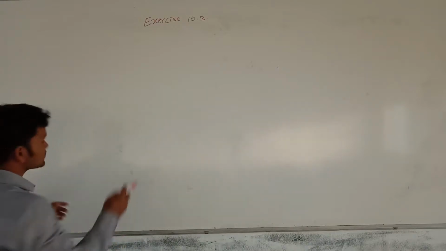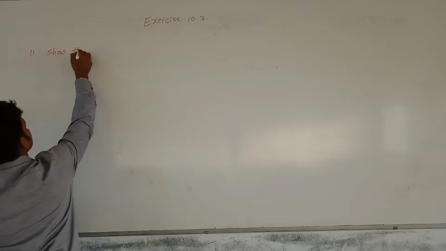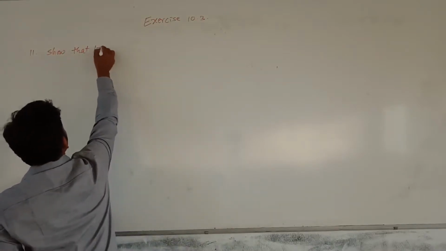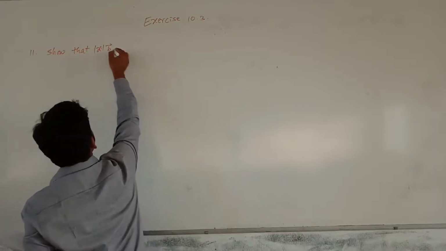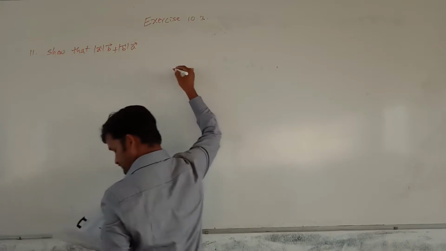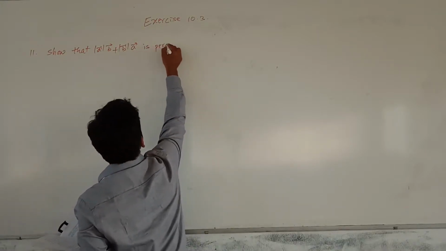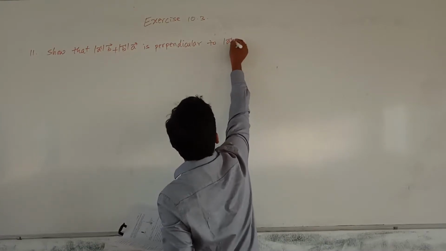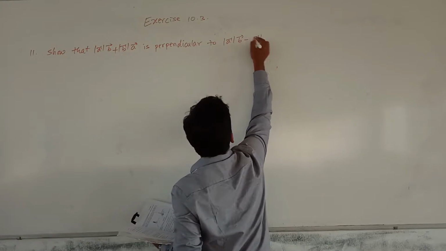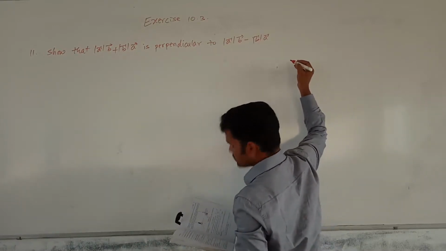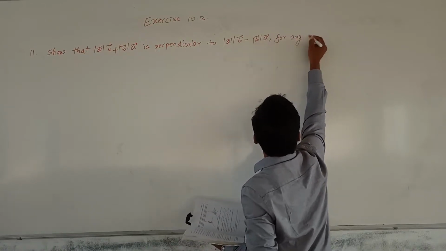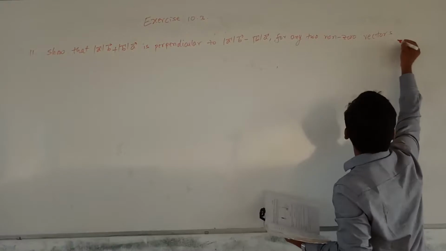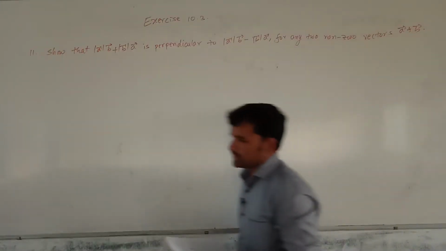Question number 11 is, show that magnitude of vector A into vector B plus magnitude of vector B into vector A is perpendicular to magnitude of vector A into vector B minus magnitude of vector B into vector A for any two non-zero vectors A and B.